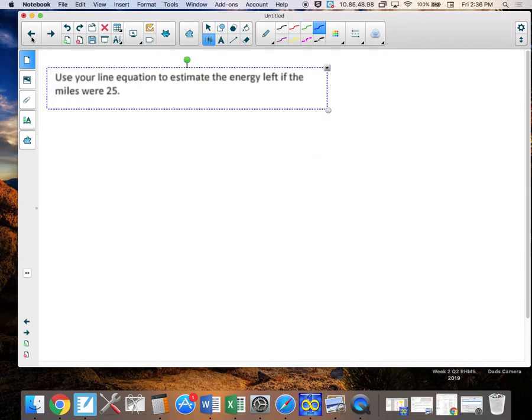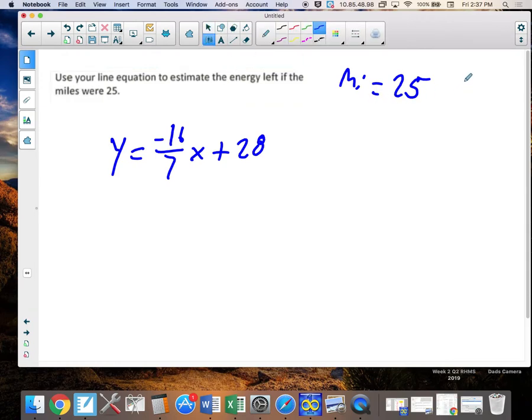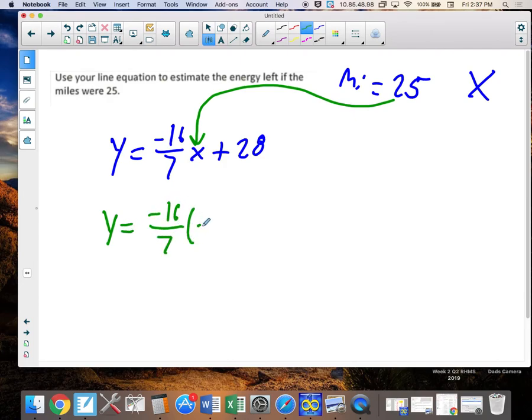Last two questions, of course, using our line equation, y equals negative 16 over 7x plus 28. So if miles was 25, miles was x, so we're going to plug 25 in for x. We get y equals negative 16 over 7, we've plugged 25 in for x right there, plus 28. I'm going to leave the rest of it up to you to solve. Simplify this so it says y equals.